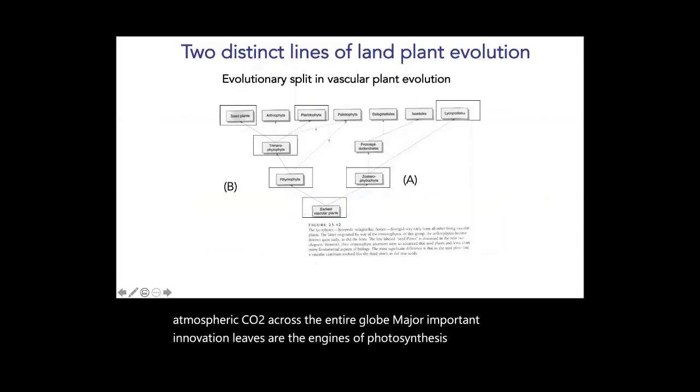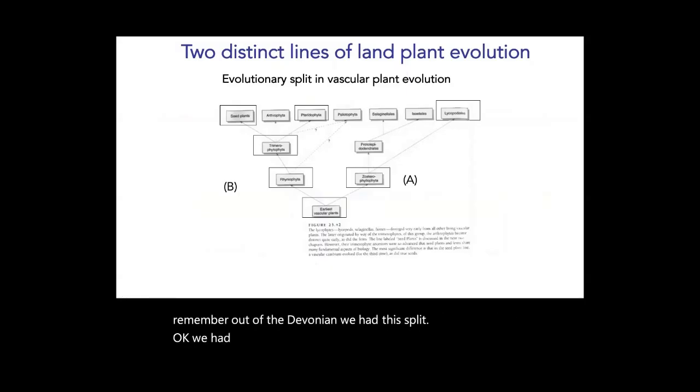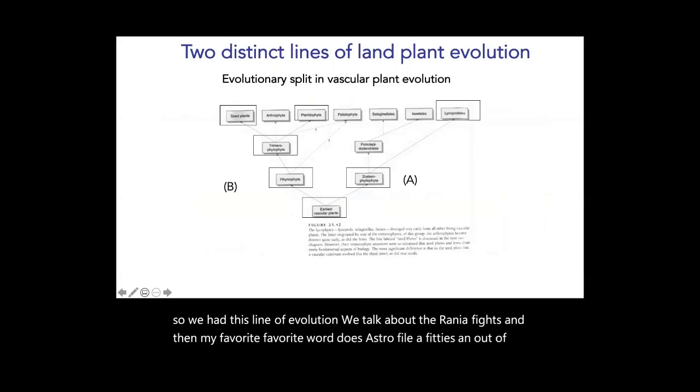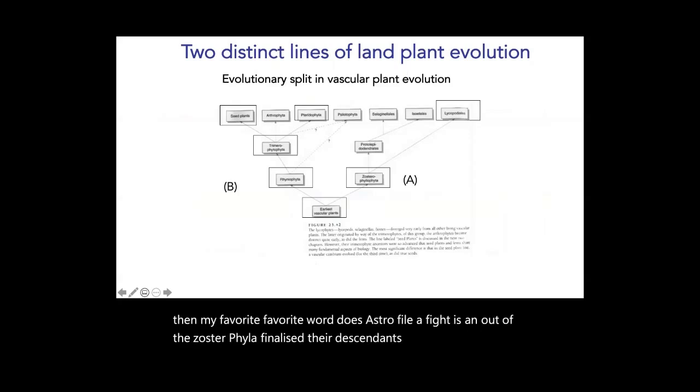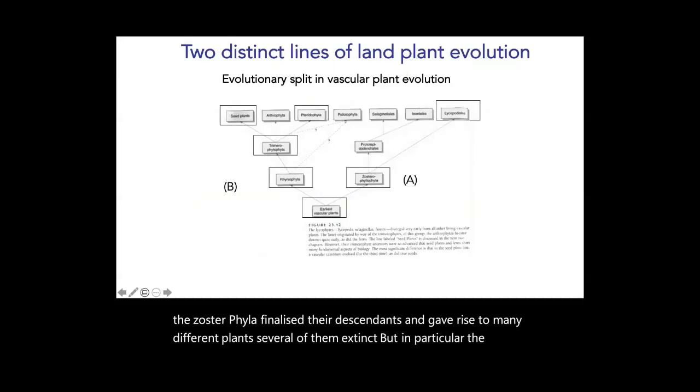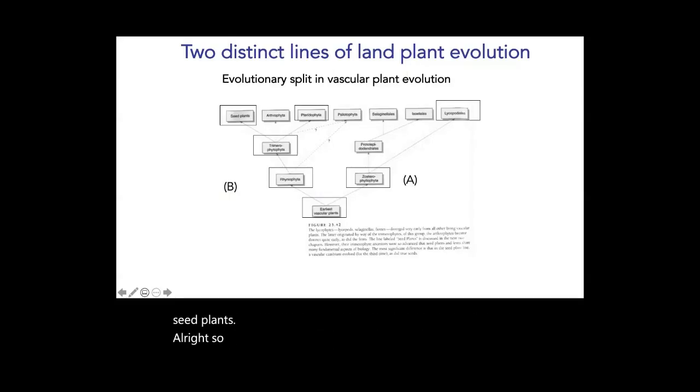Now remember, out of the Devonian, we had this split, okay? We had the split in terms of these early land plants, remember? So we had this line of evolution. We talk about the rhyniophytes, and then my favorite word, the Zosterophyllophytes. And out of the Zosterophyllophytes, their descendants gave rise to many different plants, several of them extinct, but in particular the seed plants, all right? So I'm sorry, I read this wrong. This is the Trimerophytes, not the Zosterophyllophytes.